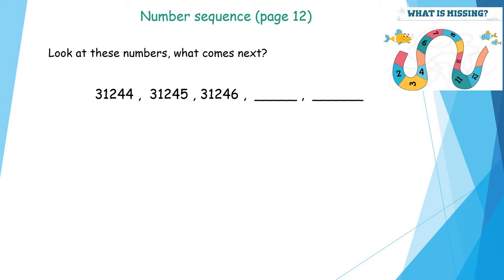Okay, so I have 31,244, 31,245, 31,246. Can you tell me what comes next? Okay, how about writing these numbers on the number line? And that will make our guessing easier, like when we were in second grade and third grade.